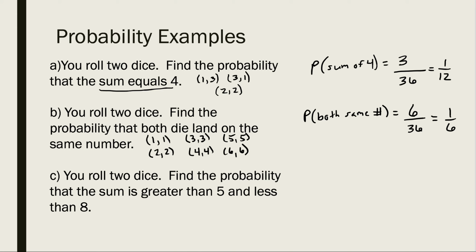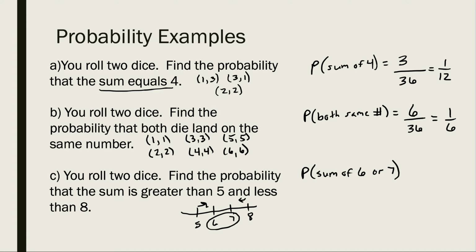All right, and for our last one, we want the probability that the sum is greater than 5 and less than 8. Okay, so let's think just a minute what that means. Greater than 5 is going to be a sum of 6 or 7. And we need to stop there because we also want that sum to be less than 8. All right, does that make sense? So if you think about your number line, we want greater than 5 and less than 8. So the only things between those two are going to be 6 and 7.